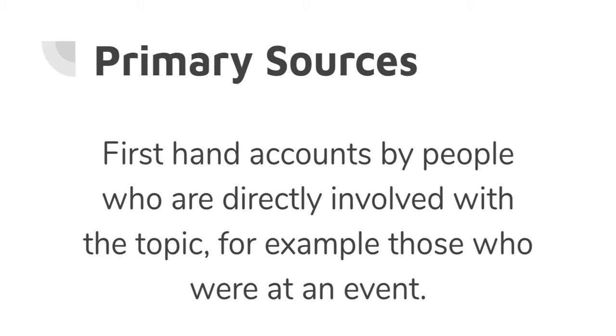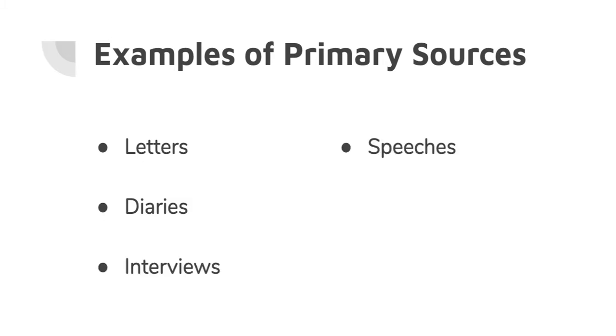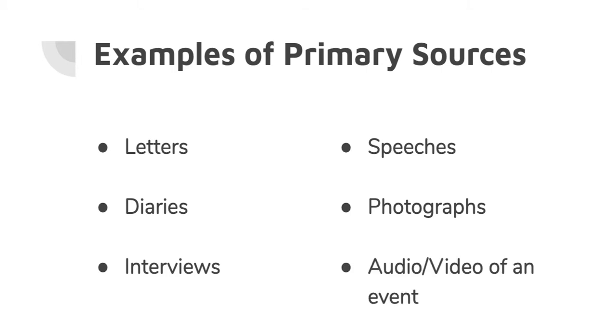For example, it would be those people who were at an event. Examples of primary sources include letters, diaries, interviews, speeches, photographs, and audio and video of an event. So for example, not a documentary film about an event, but actually someone filming an event happening.